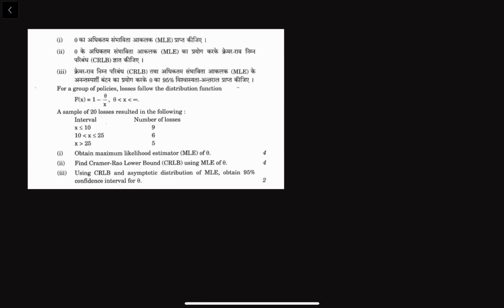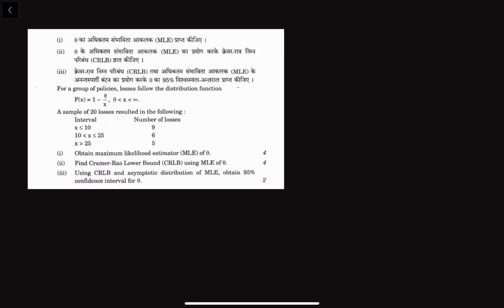In this video, I'll be solving the fourth part of the first question of the UPSC Civil Services Mains 2020 Statistics Paper 1. For a group of policies, losses follow the distribution function F(x) = 1 - theta/x, where theta is less than x less than infinity. A sample of 20 losses resulted in the following. For these different intervals, we got different numbers of losses.